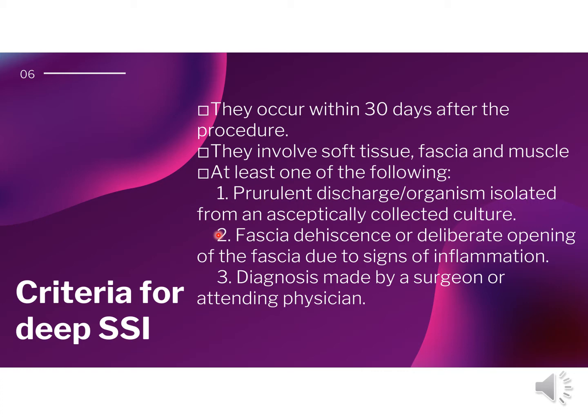Then a diagnosis made by a surgeon or attending physician based on the clinical signs and symptoms the patient presents with. So the criteria for saying an infection is deep surgical site infection is inclusive of all we have said before, and most importantly, fascial dehiscence or a deliberate opening of the fascia due to signs of inflammation. So you may see purulent discharge in deep surgical site infection. You may also see it in superficial surgical site infection. But when you see fascial dehiscence or a deliberate opening of the fascia due to signs of inflammation, you suspect a deep surgical site infection.